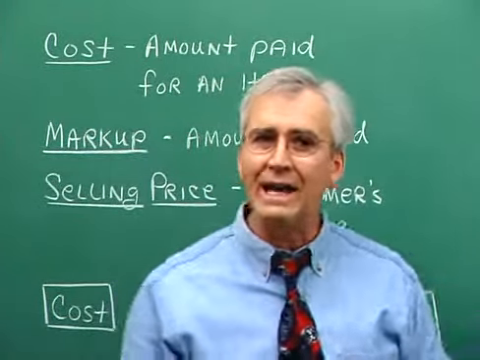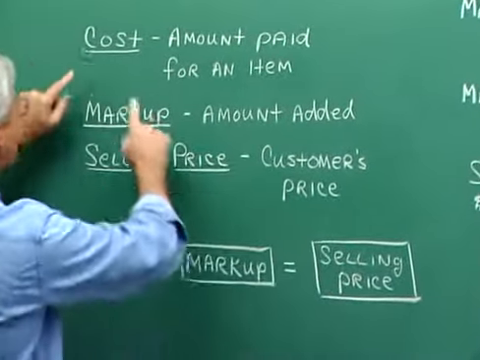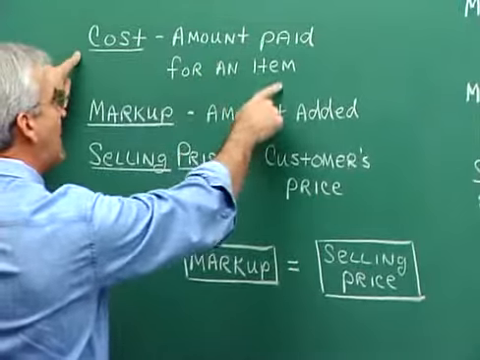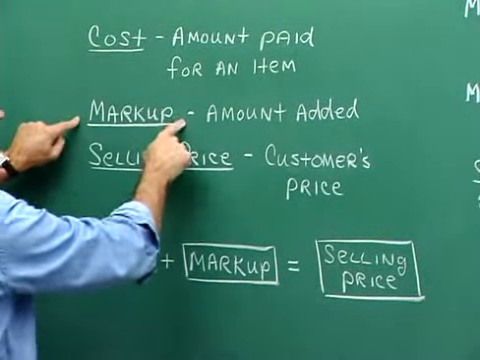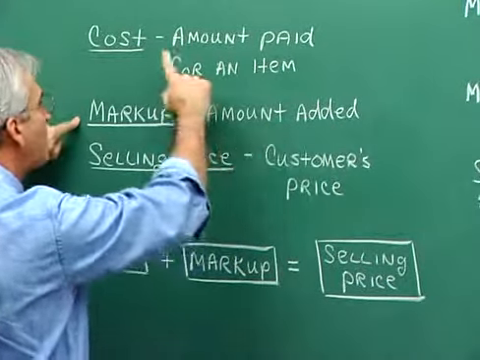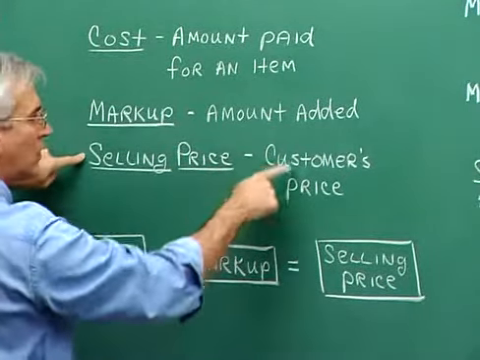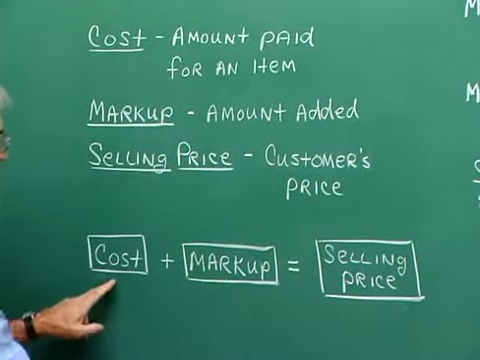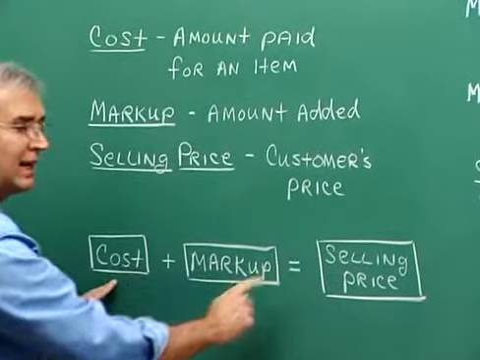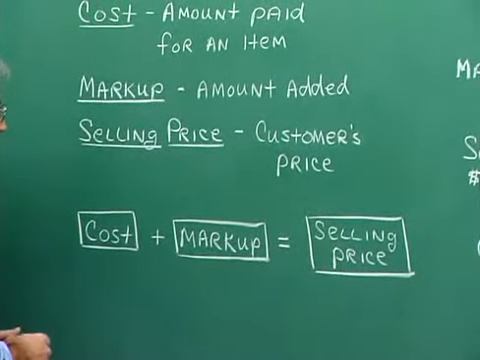So here are the important items in establishing a selling price. I have a cost, the amount that is paid for an item like a hammer and saw and so forth. I have a markup, which is the amount that I add to that cost. And I have established, therefore, the selling price, or the price that a customer pays for the item. So cost plus markup is equal to selling price. It's just one of the fundamental ideas in owning a business.